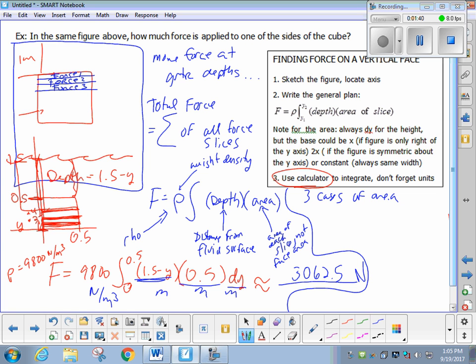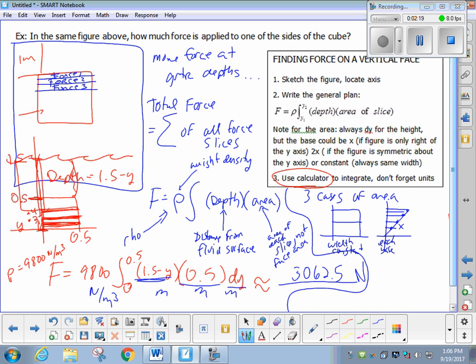When I say those area slices, there are actually 3 cases of area. There is the case where the width is constant, like we just did. There is also a case that we're about to do where the width of each slice, or the base of each slice, varies. Each base is a horizontal distance. What do you call a horizontal distance that varies? We call it x, okay?